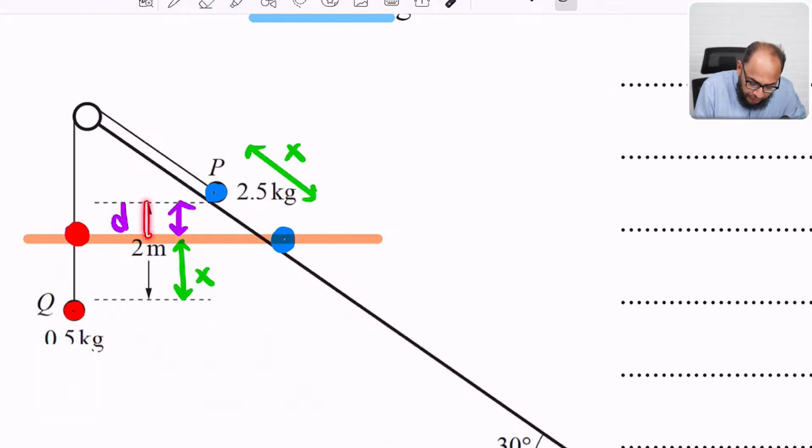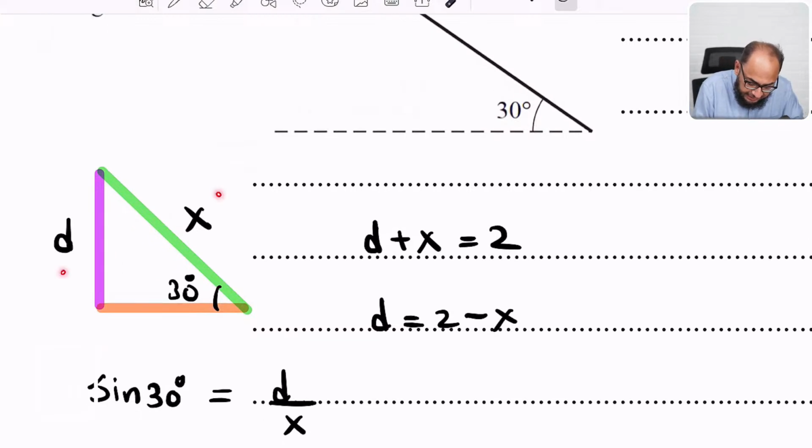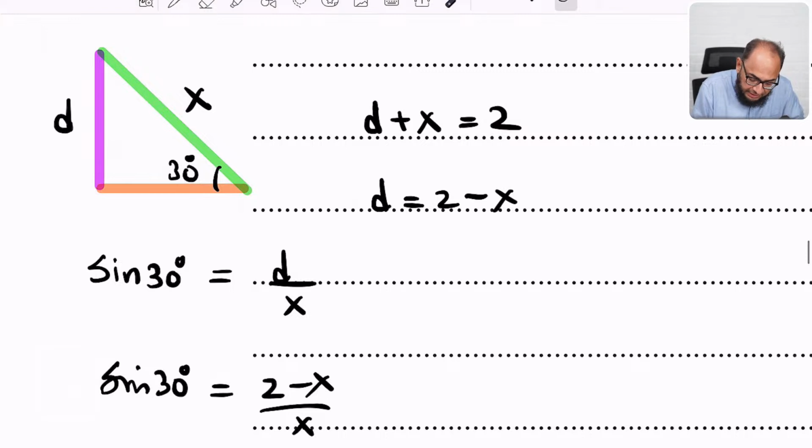Now this thing right over here, that is D. So now let me make a triangle out of this. This is X, this is D, this is 30 degrees. But D is 2 minus X. So sine 30 is D over X, where D is replaced with 2 minus X. So let me highlight this.